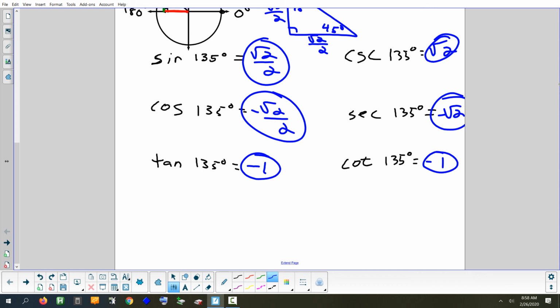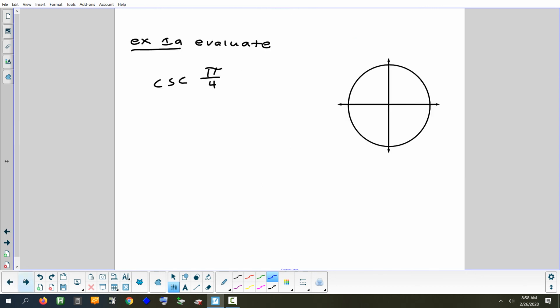Okay. Any questions on finding the 6 trig functions of 135? Okay. So now we'll try one per problem. So we'll try 45 angles and 30-degree angles in all different quadrants. Not every single problem you could have, but we'll just try a bunch of different ones. All right, so we've got cosecant of pi over 4.